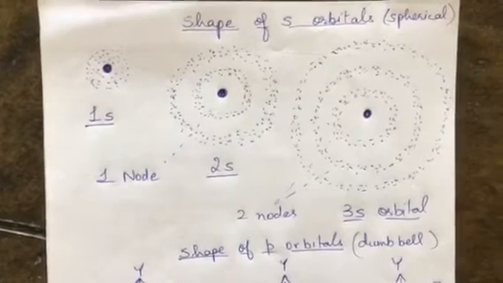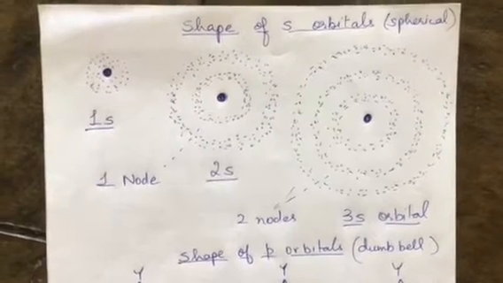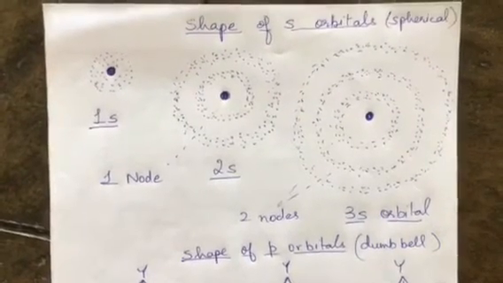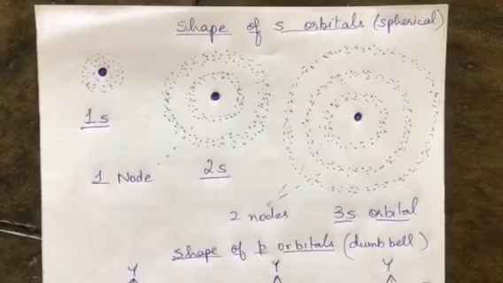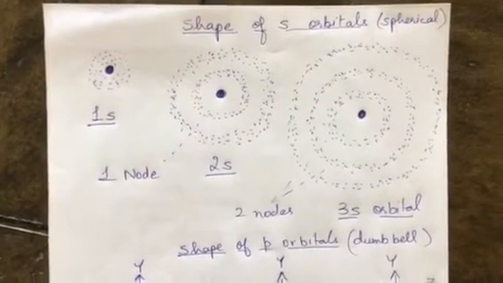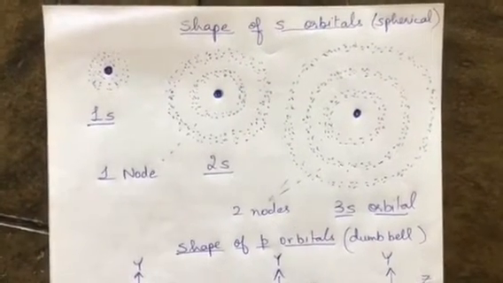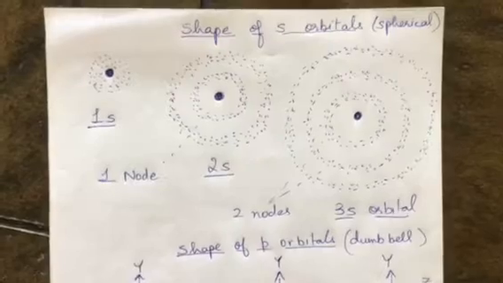Understand the shape of s orbitals. S orbitals are spherical in shape. 1s orbital, 2s orbital and 3s orbital have been shown here. Now these dots are not many electrons, guys. These are the various positions of a possible electron.